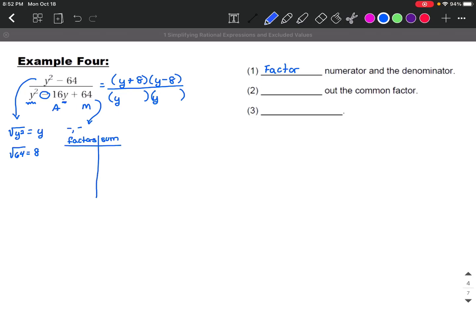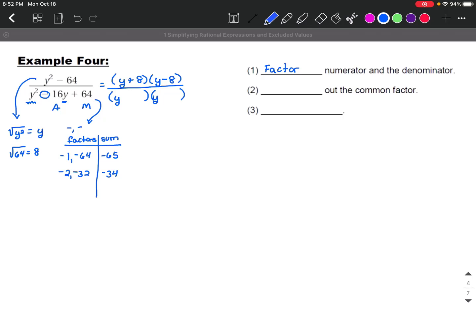Let's see. 1 goes into 64 times, and we're going to make them both negative, and that adds to negative 65. Not what we wanted. 2 goes into 64 32 times, and we're going to make them both negative. That's negative 34.